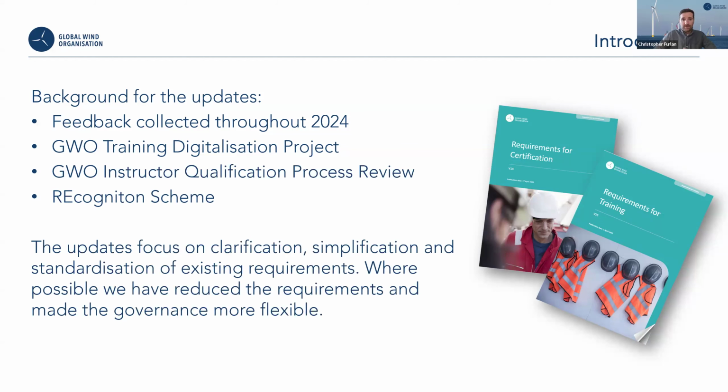I will say that the updates in both of these documents really focus on trying to clarify some of the inconsistencies that were there before. So you will notice at the start of both the requirements for training and the requirements for certification, there is a fairly substantial definition section put in. So now the words that are being used can be looked up and the meanings behind those words are quite clear. We also looked at how we can simplify the scheme in places where it was maybe a little bit complex before, and also how we can standardize any of the existing requirements that we've had. And of course, where possible, we're trying to reduce the amount of requirements and make the governance more flexible compared to what it has been.